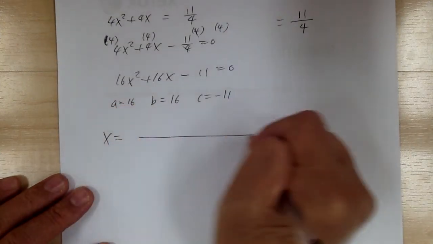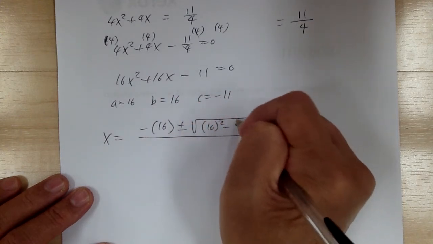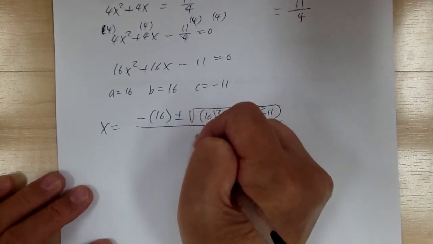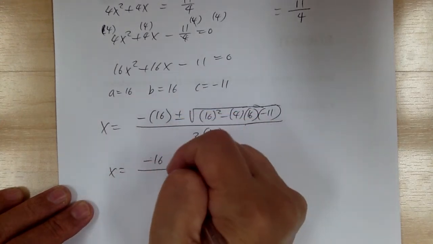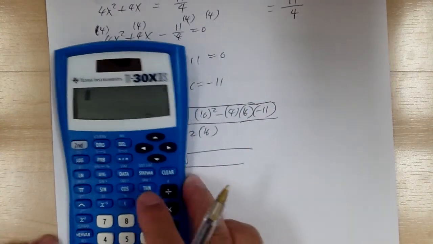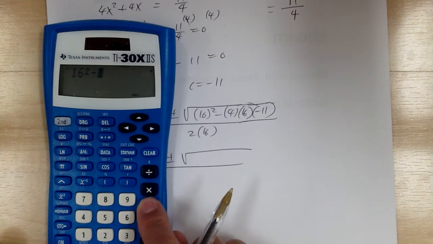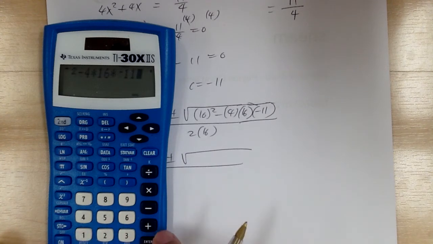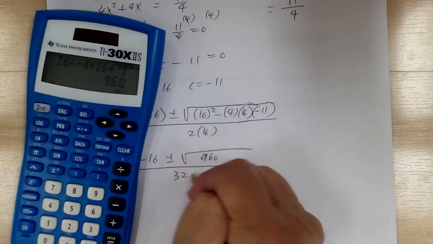So you got x equal to negative b plus or minus square root of b squared minus 4ac over 2a. So x equal to negative 16 plus or minus square root of, I'm just going to work this part out since I'm going to use a calculator anyway. Okay, so 16 squared minus 4 times 16 times negative 11 equal 960 over 32.